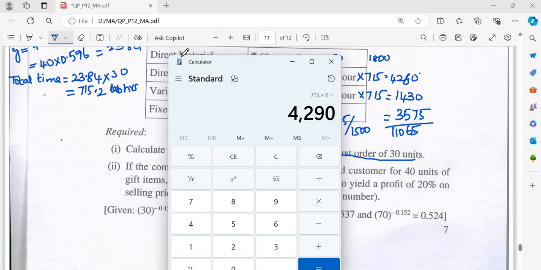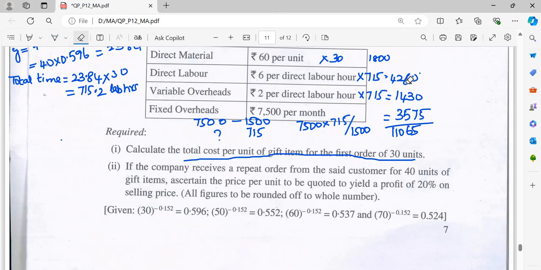Sorry, here it is 90. Just a second. That is a mistake. So here it is 90. So here I will be having 95. So this is total cost.